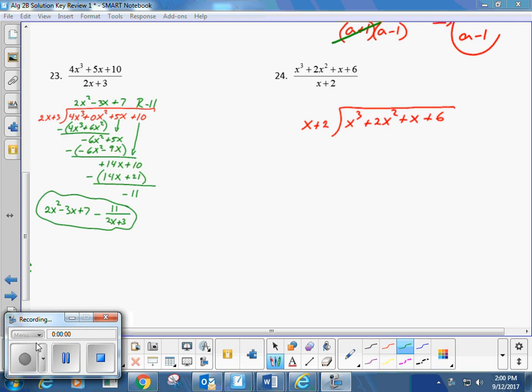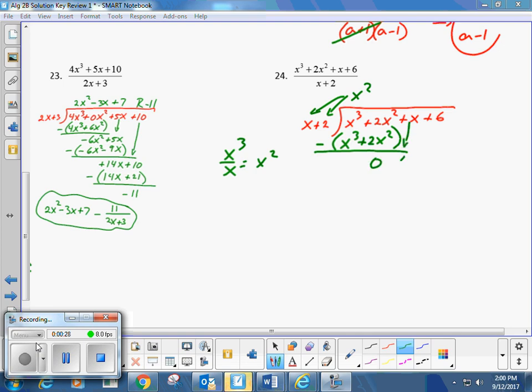Do this process again. I've lined them up in a classic division style here. I'm going to start off with, again, x to the third divided by x. So that results in x squared. I'm going to put that up top, x squared, multiply down to here and here, giving me x to the third plus 2x squared. I put a parentheses around it, underline it, and subtract. That turns out to be 0. So I've got 0 after all that.